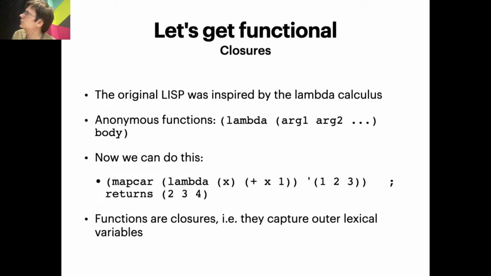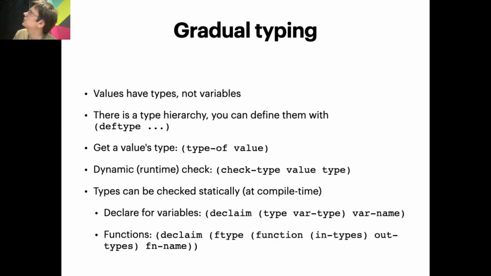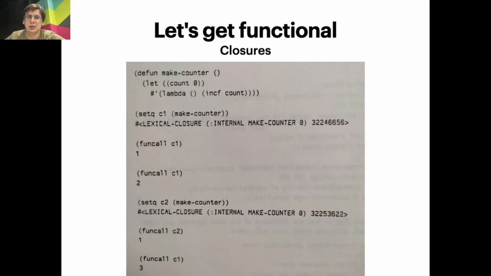And every function in Common Lisp is a closure, so they capture their environment. If there are any variables inside the function that are not in the list of the arguments, their values get captured as well. We can see this in this example. This is actually from the Symbolics documentation, so this code is a bit outdated, but it works.